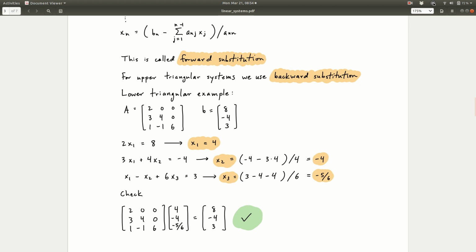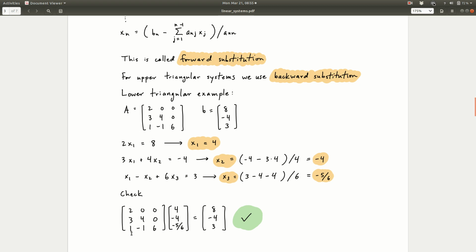Then we've got to check. So here's the solution we just found, 4, minus 4, minus 5 over 6. And we're doing A times the solution x equals b, and we're checking that everything works. So 2 times 4 is 8. That's good. 3 times 4 is 12, minus 4 times 4, which is minus 16. So 12 minus 16 is minus 4.